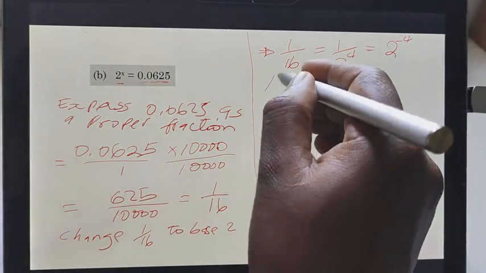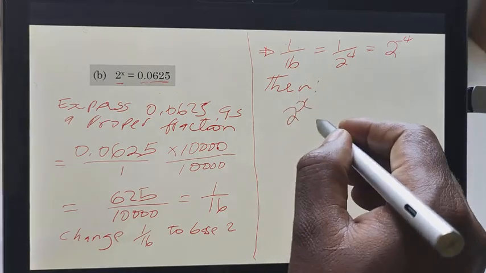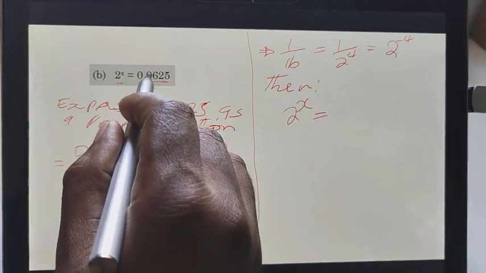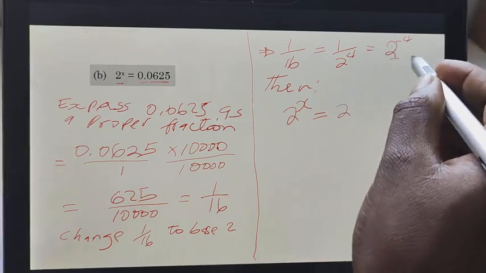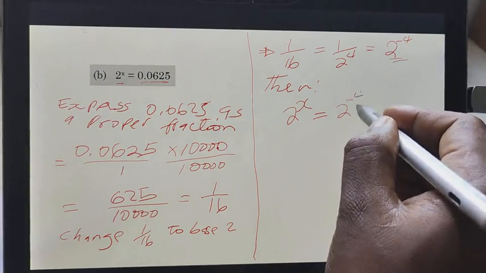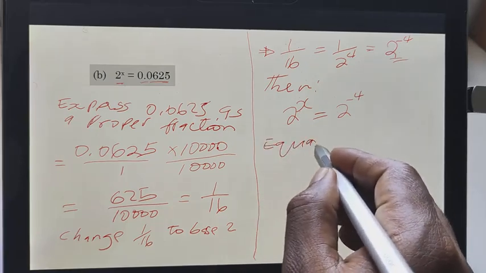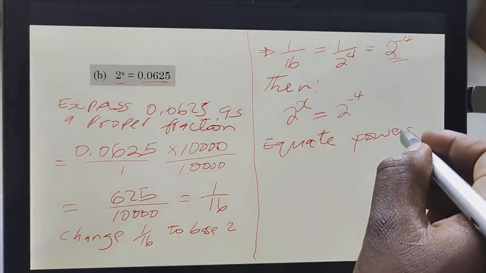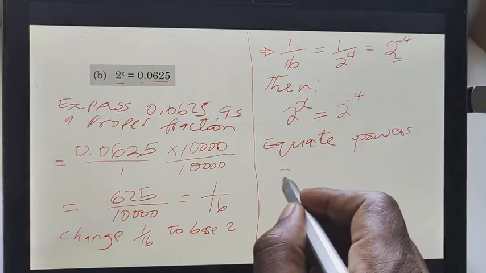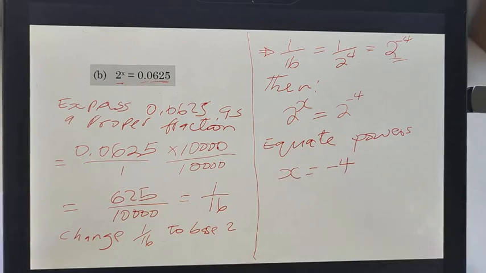Then we know now that 2 to the power x, instead of putting 0.0625, we have transformed that one into that, which is power negative 4. So we are going to equate powers, or indices, or exponents. In this case, x will be equal to minus 4.